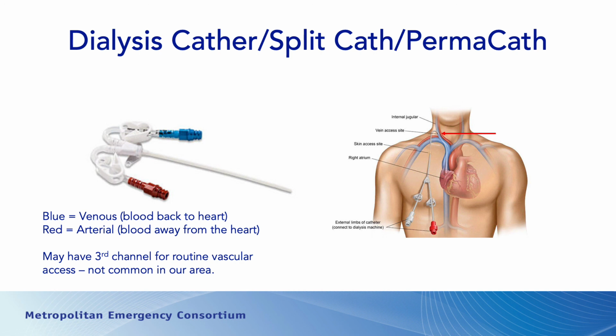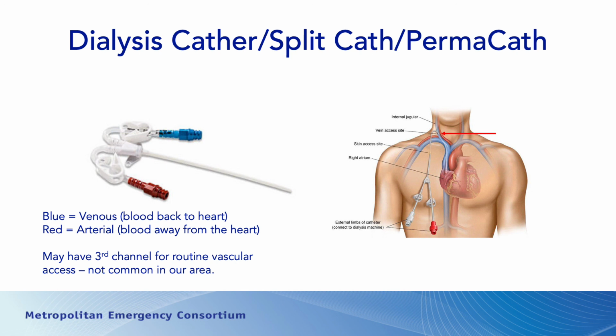And the red valve is the arterial valve, with the idea that arteries are red, they take blood away from the heart. Veins are blue, they bring blood back to the heart. So when the patient's hooked up to the dialysis machine, the red valve is used to take blood to the machine. The blue valve is used to return blood back into the patient.